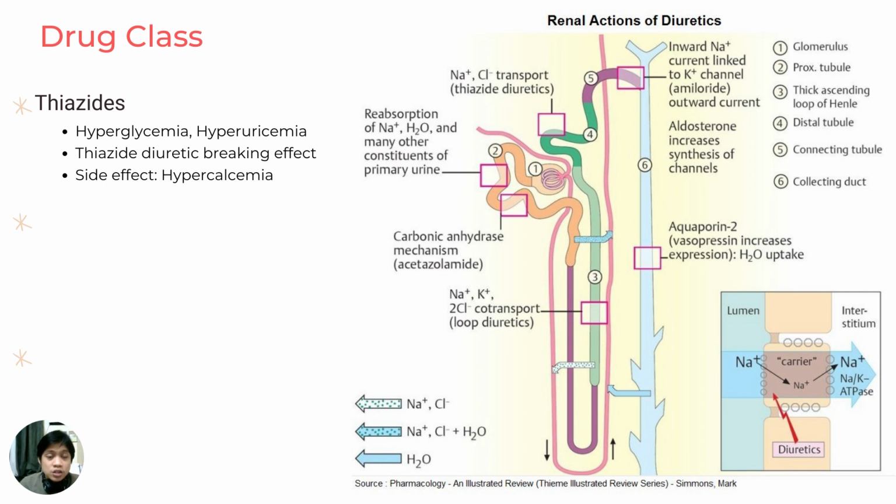So thiazide diuretics will block sodium chloride co-transport in the distal convoluted tubule. By blocking sodium and chloride reabsorption, the levels of sodium in the blood decrease, the blood volume decreases because where sodium is, water follows, and therefore the preload decreases and the cardiac output decreases. Blood pressure decreases. An adverse effect of thiazide diuretics would be hyperglycemia and hyperuricemia. Okay, and we have to be familiar with the thiazide diuretic braking effect.